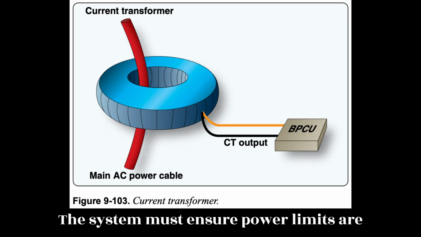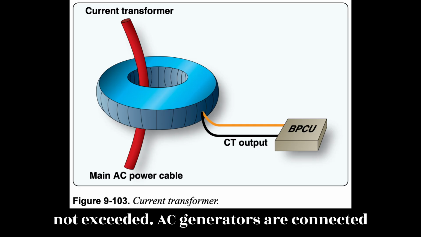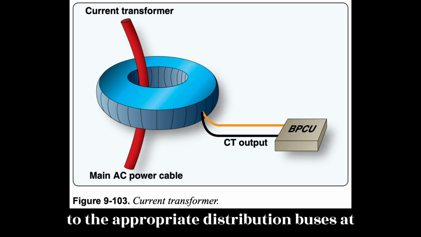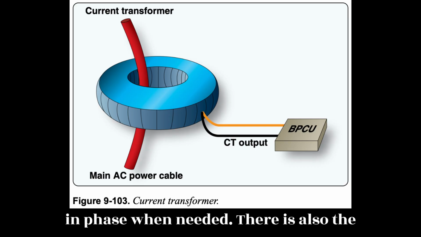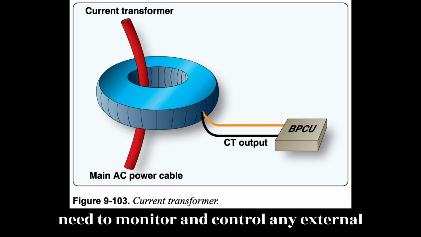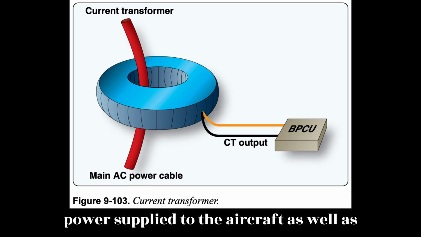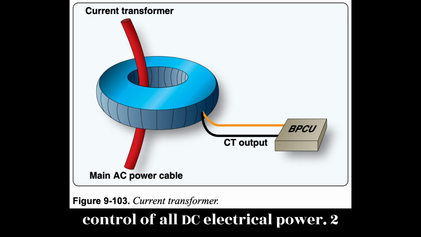The system must ensure power limits are not exceeded. AC generators are connected to the appropriate distribution buses at the appropriate time, and generators are in phase when needed. There is also the need to monitor and control any external power supplied to the aircraft, as well as control of all DC electrical power.